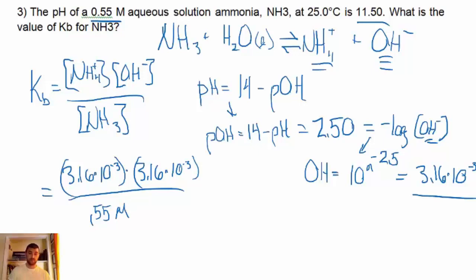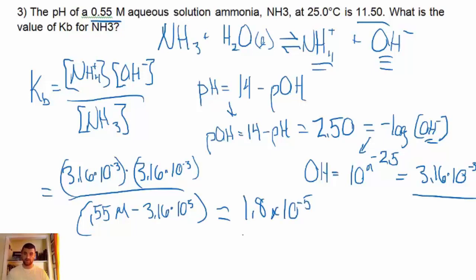And I would have used up the 3.16 times 10 to the minus 3. So I no longer have the same amount that I started with. I used some of it up. How much did I use up? Just look at how much NH4 plus or OH minus you made. Subtract that, and that's how much you've got left. So now it's just math. You plug it into your handy dandy calculator and you get 1.8 times 10 to the minus 5 as your final answer for the Kb of ammonia.